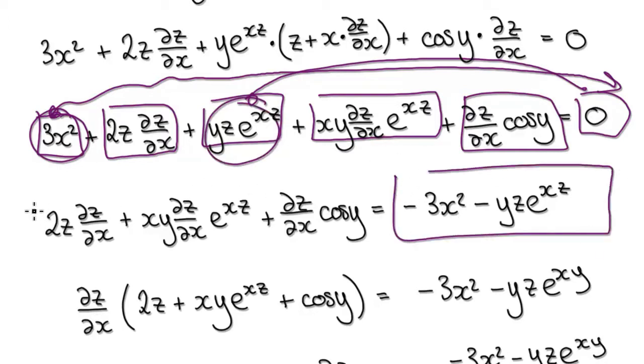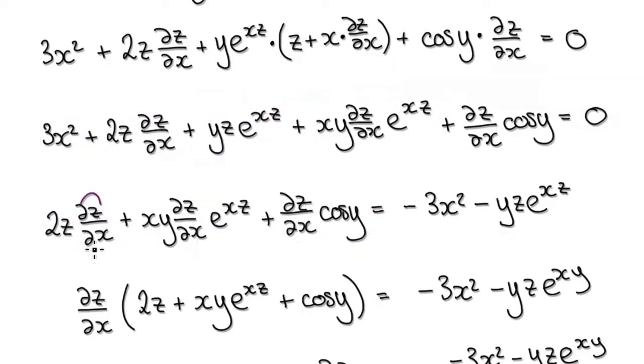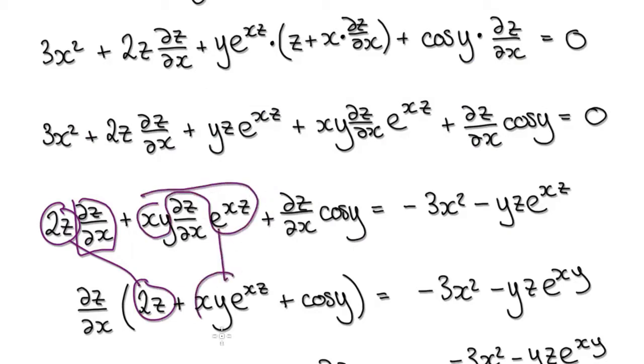And then what's left? You see this block here contains dz, this block here contains dz, this block here contains dz. So now we want to get dz on its own, so factorize this thing out. So factorize it. So that will then give you 2z. Then this thing here will then give you this thing here, and then cos y, cos y.